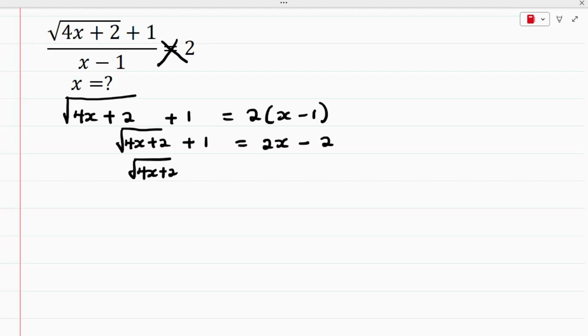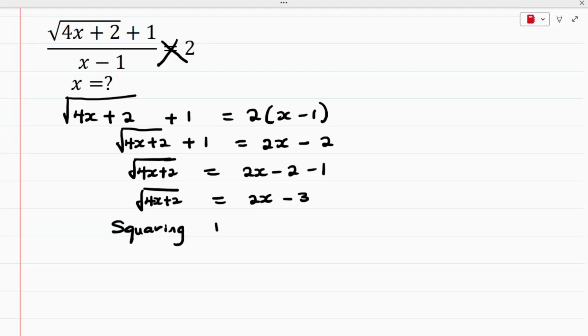Alright, so the next thing you want to simply isolate the square root of what? 4x plus 2. So isolating this is equal to 2x minus 2 minus 1. So we have the square root of 4x plus 2 is equal to 2x minus 2 minus 1, which is going to give us what? Minus 3. So the next thing we want to do is to simply square both sides.